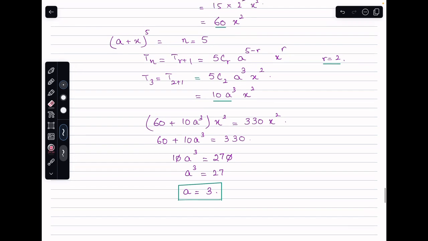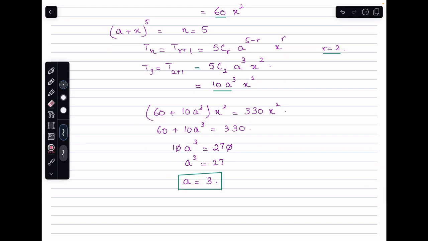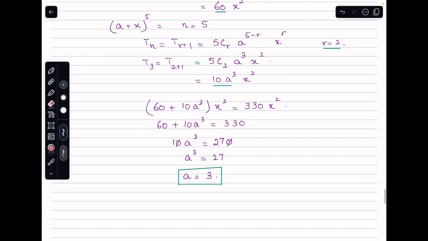So this was again a simple question, and I have tried my best to explain all the critical questions to you so that the concept gets clear, and wish you all the best with binomial expansion and theorem.